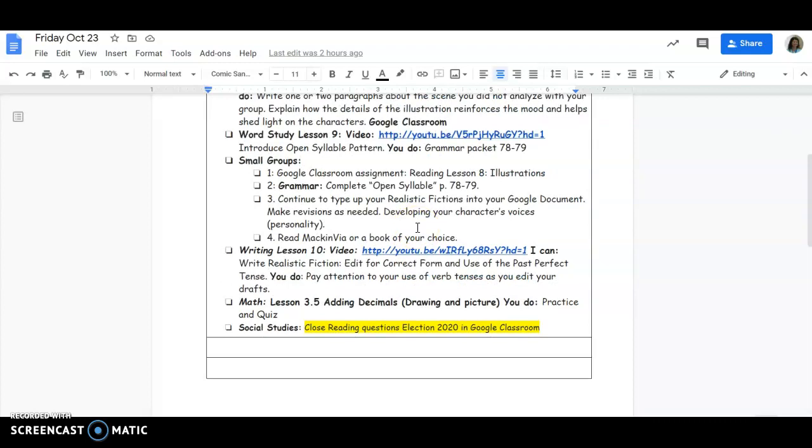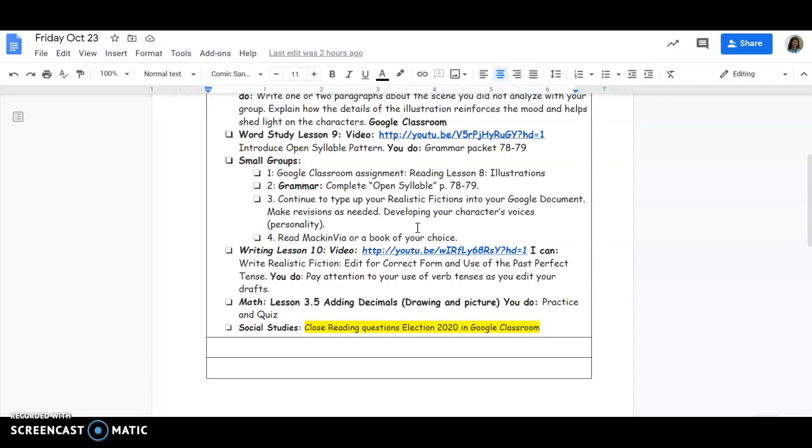And then number 3 is continuing to work on those realistic fictions. I did get some of yours. You shared them with me already, and that's fine. But remember, we're still drafting. So make sure you make revisions as normal. If you need to add some more character voices to make sure you're really selling the personality, adding those exclamation points, and everything you need to make sure your realistic fictions are good to go.